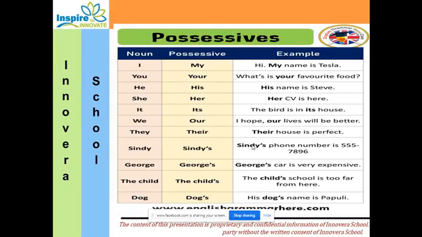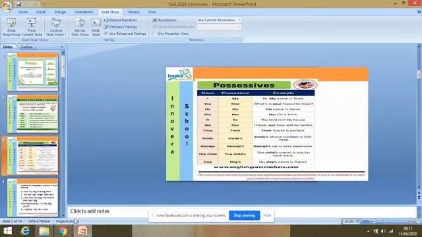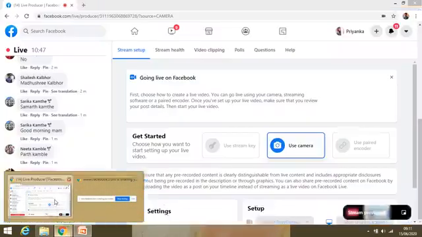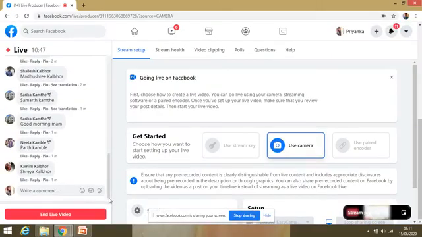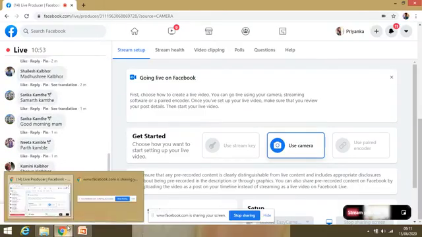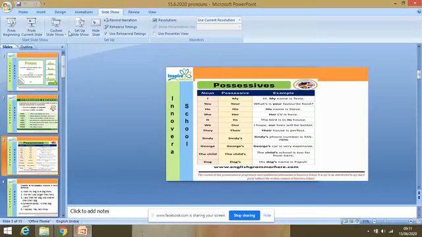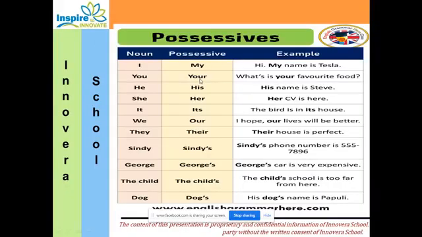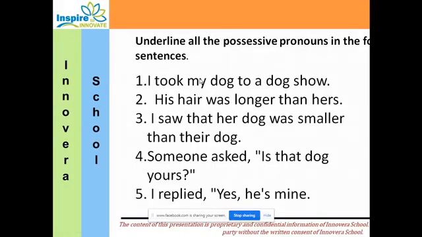Okay, children, have you understood? Various examples we have seen. Is there any doubt in this? If any doubt, you can write in the comment box. Okay. So now we are going to solve the exercise. Ready? Underline all the possessive pronouns in the following sentences.